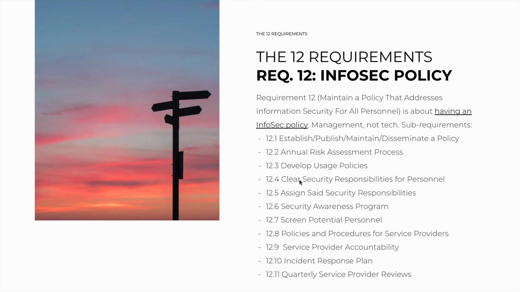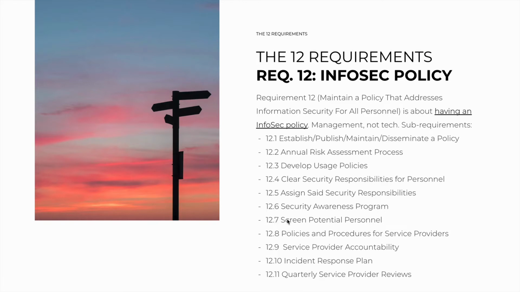12.4 is about having clear security responsibilities. This one is short. It's just saying, whatever it is, firewall, antivirus, etc., there must be an owner for it, period. 12.5 is about assigning said responsibilities. It's the flip side of this one. While 12.4 says that there must be an owner, 12.5 says that you have to identify the owner. 12.6 is about security awareness. In other words, your personnel must know how important information security is from the moment they're hired, non-negotiable.